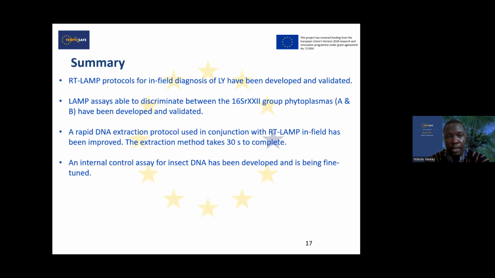So in summary, we have developed RT protocols for in-field diagnosis of lethal yellowing, and this assay has been validated. We have an assay that is able to discriminate between the group 22, the two subgroups, that is subgroup A and then subgroup B. And the rapid DNA extraction protocol has been fine-tuned. It can be done in under a minute, and the internal control assay for insect DNA is being fine-tuned.